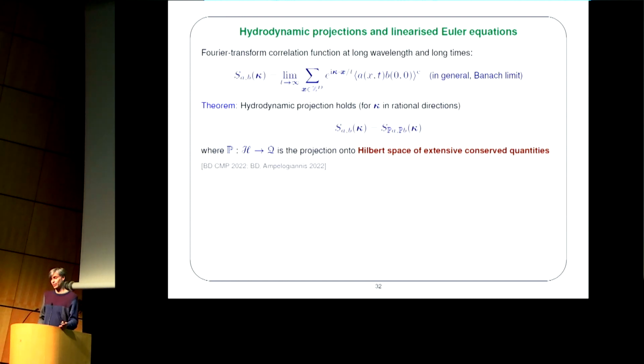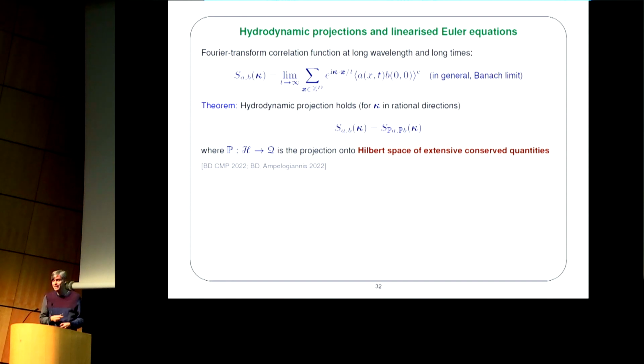Now, why is that the right claim? Well, consider the Fourier transform of your two-point functions. For this Fourier transform, you can prove these two things that I talked about, the hydrodynamic projection and the linearized Euler equations. The Fourier transform of the two-point function is something that can easily be shown to exist. If you look at it at a large wavelength, so small wave number, and large time, taking the limit, this object can be shown to satisfy the hydrodynamic projection principles.